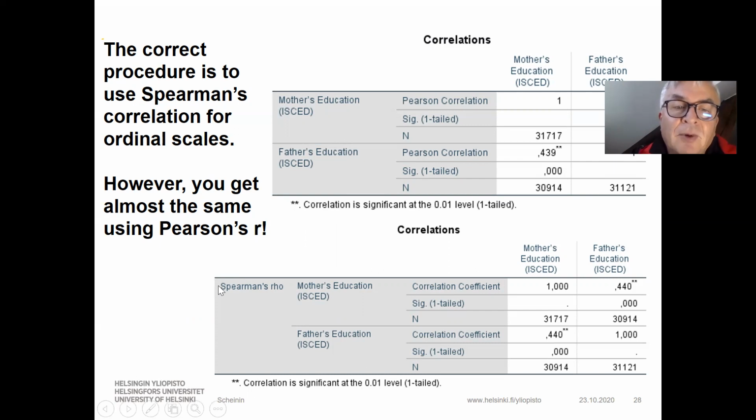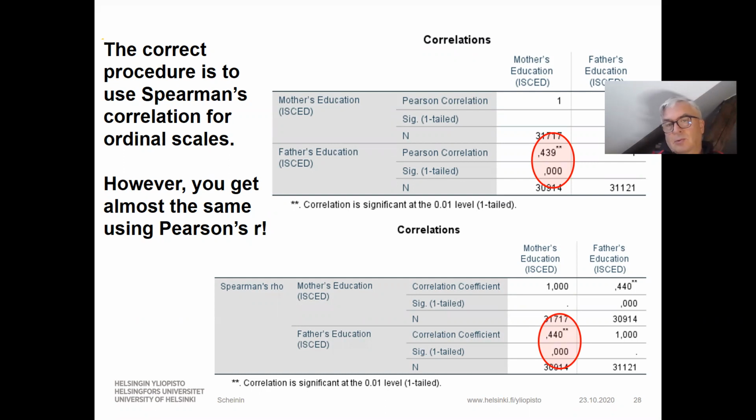A better one, a very good one, would be Spearman's rho, which allows us to have ordinal scales, and it doesn't matter if they are normally distributed or not. Actually, it doesn't matter at all. And then it produces a correlation coefficient. However, when we compare these two correlation coefficients here and here, you can see that they are almost exactly the same, and the significance is exactly the same. You would have to have so many decimals that it doesn't matter in real life.